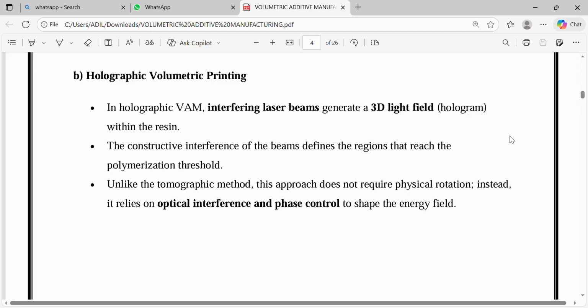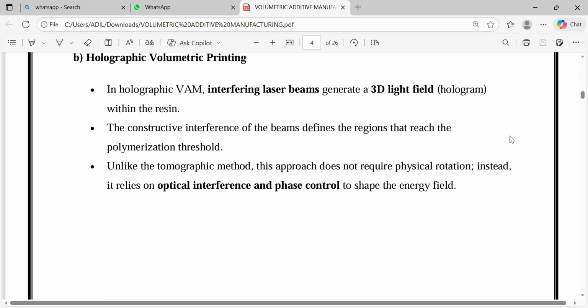To shape the energy field in volumetric additive manufacturing is to modulate the light intensity and phase, which controls energy distribution in the resin and creates specific solidification patterns. It enables the printing of complex 3D geometries. This shaping of the energy field allows for precise control over the printing process.